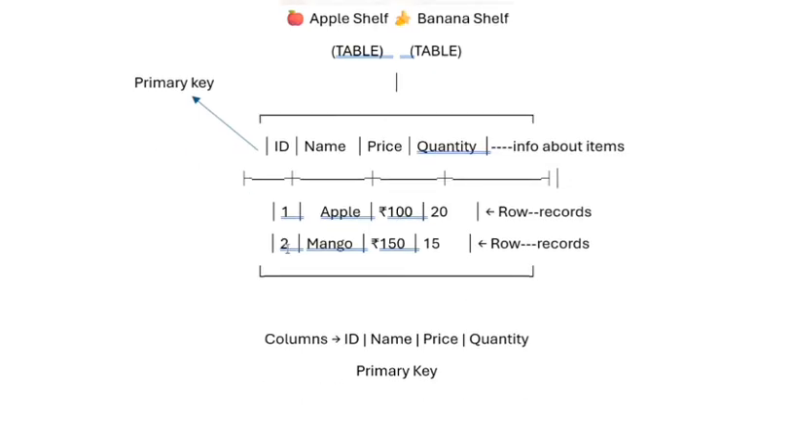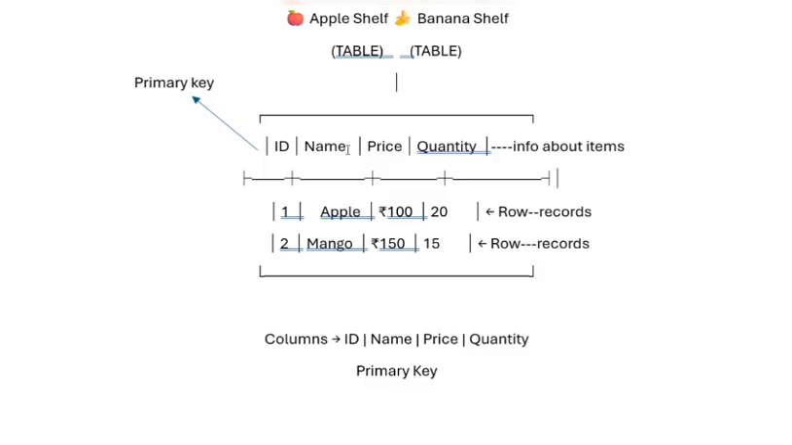Here, every product in the mall has a unique barcode. No two products have the same barcode. Similarly, every row has a unique primary key. That means in the shopping mall, two items have different barcodes, no same barcode for the two items. Same like that, in the table we have different IDs that are considered as a primary key.